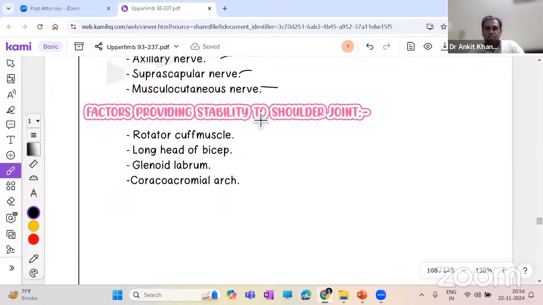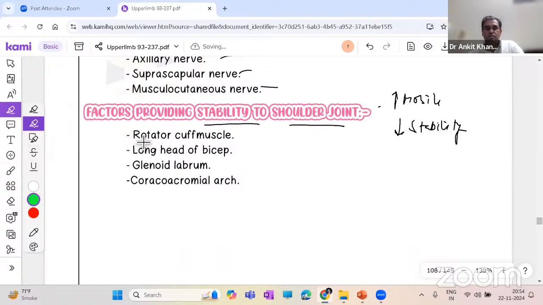The factors which provide the stability to the shoulder joint. Why? Because the shoulder joint is highly mobile, but it comes at the cost of very decreased stability. But what will provide the stability? The most important, obviously, you should know about the rotator cuff muscles, the muscles which actually cover the shoulder joint.